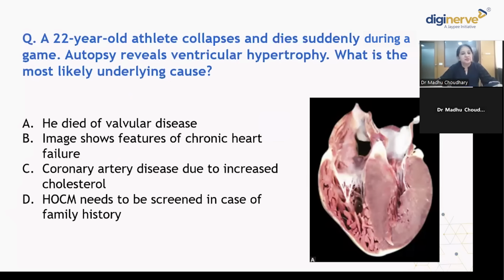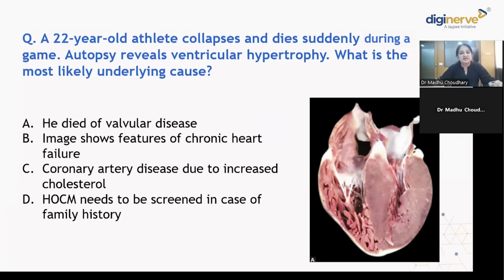A 22-year-old athlete collapses and dies suddenly during the game. Autopsy reveals ventricular hypertrophy. What is the underlying cause? See, this was a direct PYQ. They've already asked you in a previous INI-CET exam. Same question was asked. A young athlete died during the game, football game, and what could be the reason behind it? Autopsy revealed ventricular hypertrophy.